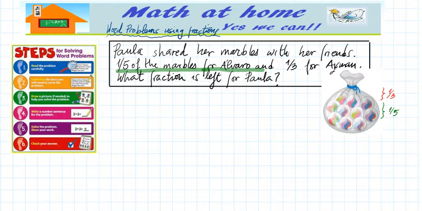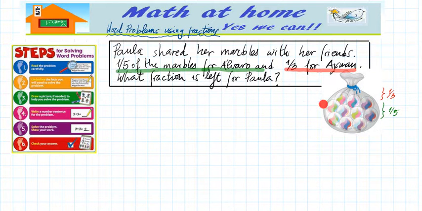Okay, let's do it. So we were studying that one fifth of the marbles are for Alvaro and one third for Ayman. So let's use another color to underline one third for Ayman. So one third for Ayman, one fifth for Alvaro, and the rest of the marbles is left for Paula.